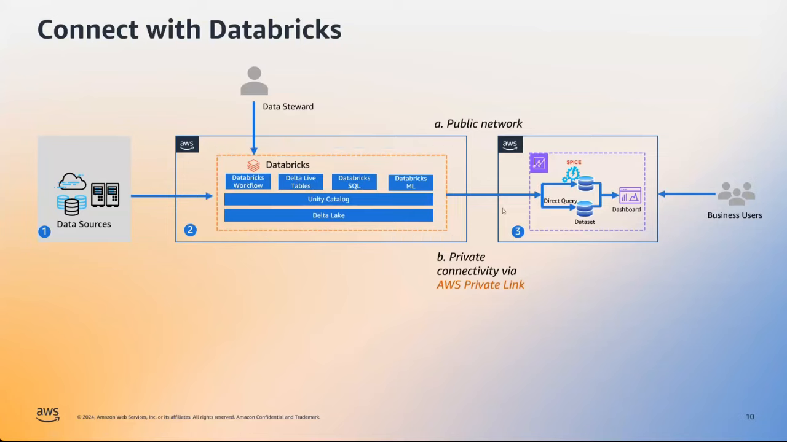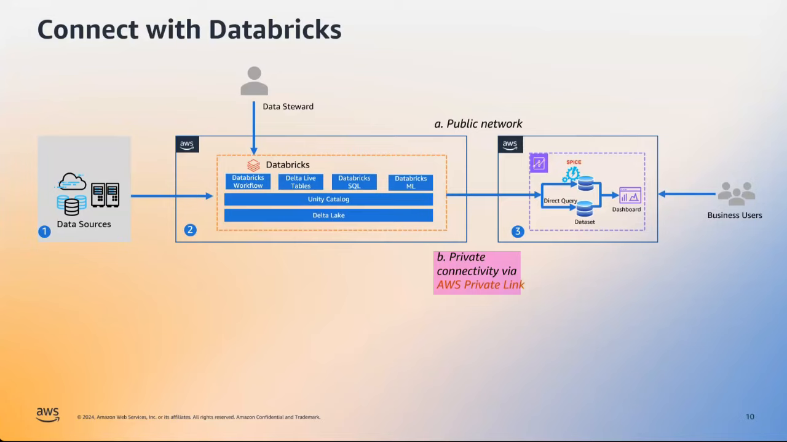Coming to QuickSight, you can connect Databricks to QuickSight in two ways. One is through public connectivity, where you just need a database server and the endpoint details. And secondly, it will be through an established private connectivity. You can establish the private connectivity between Amazon QuickSight and Databricks using AWS PrivateLink.